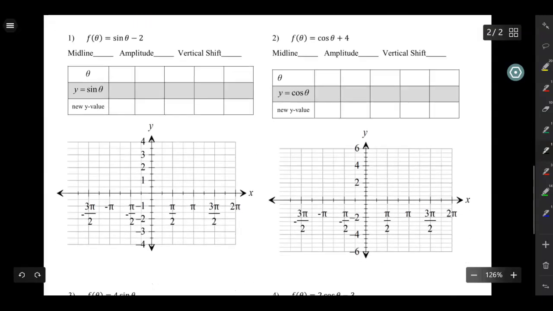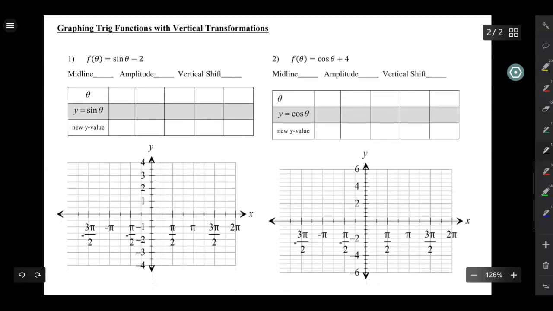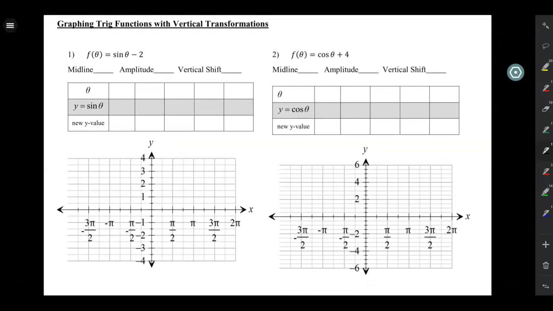All right, let's do a couple examples now of actually graphing this. What we're going to do is first use the equation to identify the midline, the amplitude, and the vertical shift. I'm actually going to start in this first one with the vertical shift, because I see this -2 right here, which tells me that I have shifted my graph down 2. Which means that my midline is at y equals -2.